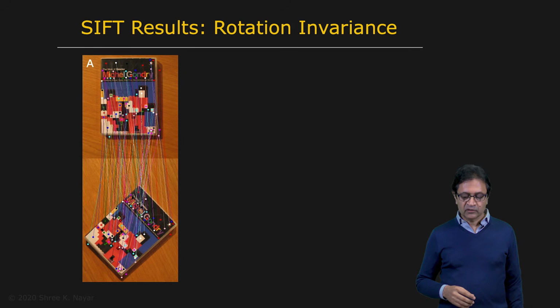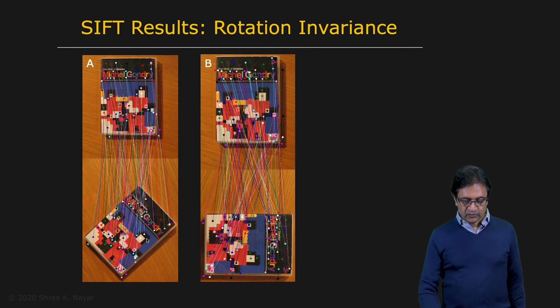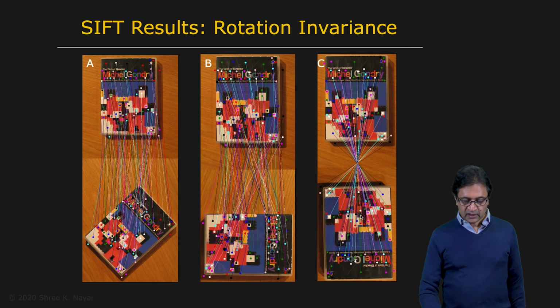And now let's take a look at rotation invariance. An object and a rotated version of the same object. Once again, you can see a lot of good matches between these two images. A little bit more rotation. This was about 45 degrees. This is 90 degrees. And in this case, it's upside down, and you still managed to get lots of good matches.